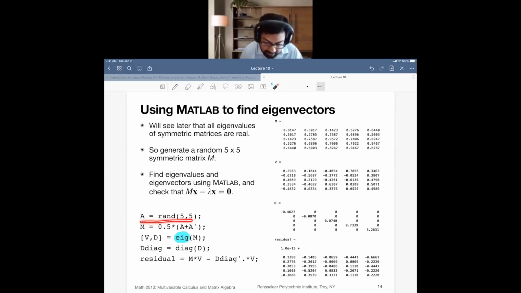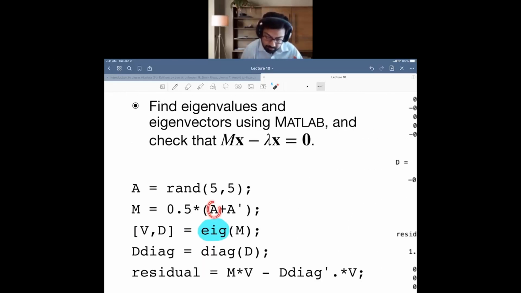Next, I'm taking that A and I want to get a symmetric matrix. A is not going to be a symmetric matrix because it's randomly generated. But I can manipulate A in such a way that I get M, which is symmetric. So what I do is I take A and the transpose of A, add them up and take half of each value. And when I do this, I actually get a symmetric matrix in M. You see this? M, my new symmetric matrix, is half of A plus A transpose.